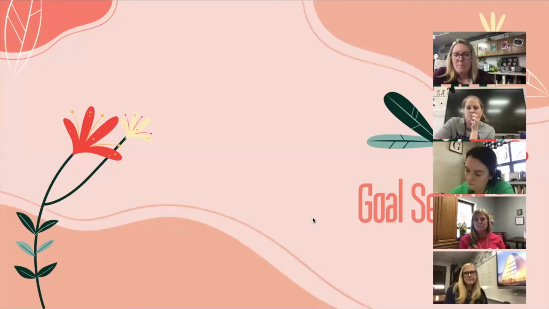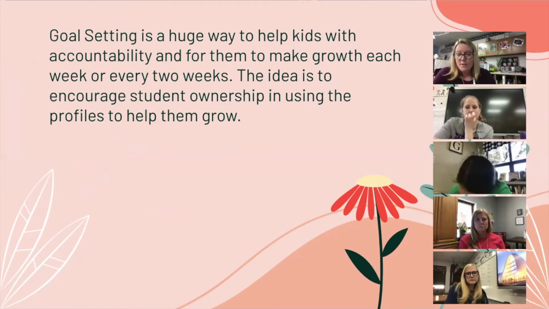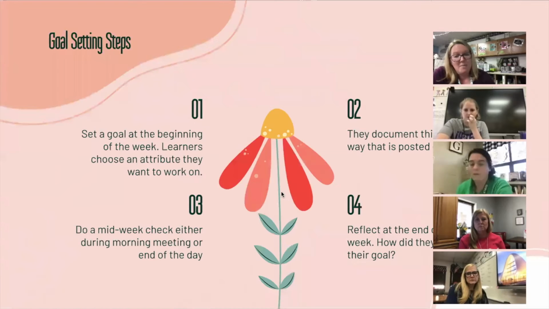And then Marnie, Ashley, and Narda and I put together several templates so you can look through and pick a template that you like, pick a way that you like to kick it off. Goal setting is huge to help kids with accountability and for them to make growth every week or every 2 weeks. The idea is to encourage student ownership. Of course, you would have to model what that looks like for the first week or two. And then after that, the students should have ownership over their goal setting, and it'll be led by them.